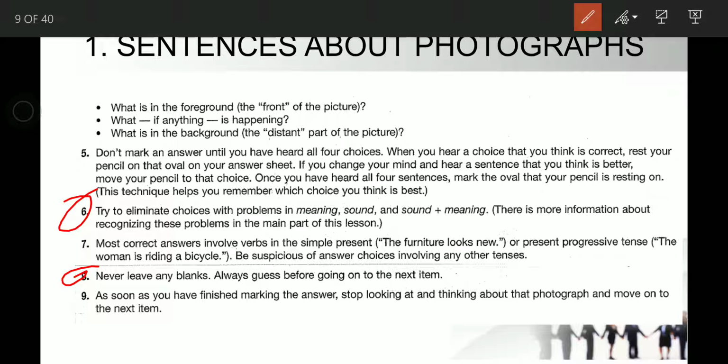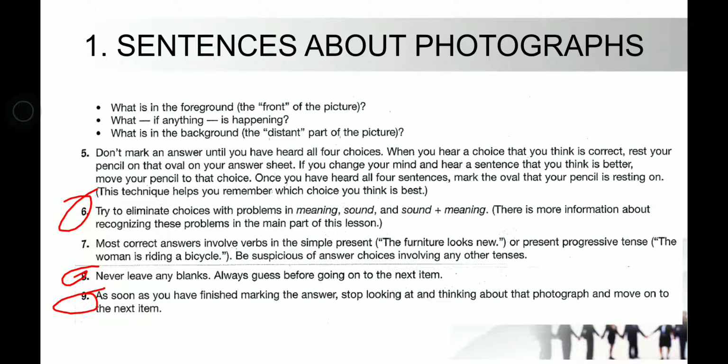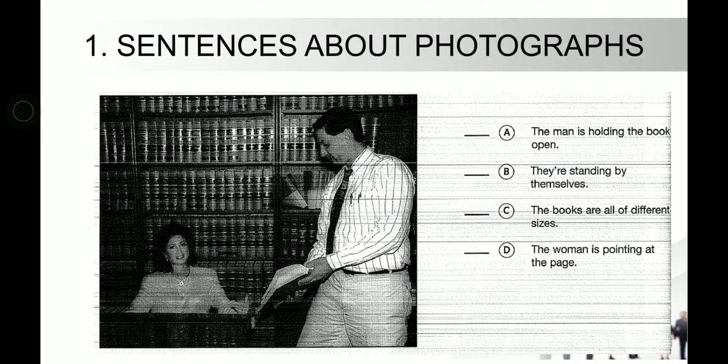Okay, maybe this one is also important. As soon as you have finished marking the answer, stop looking at and thinking about the photograph, because your time is so limited. Just directly move on to the next item. Alright, that's it. This is another example.